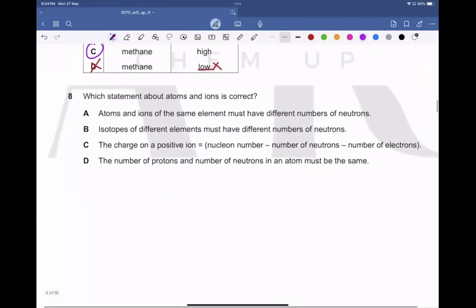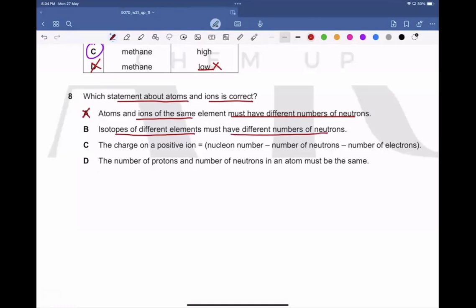Yes, very good. Now question number 8. Which statement about atoms and ions is correct? Atoms and ions of the same element must have a different number of neutrons. No, not at all. A is not correct. Isotopes of different elements must have a different number of neutrons. No, it's not necessary. Sometimes isotopes of different elements have the same number of neutrons. The charge on a positive ion is equal to nucleon number minus number of neutrons. When I subtract the number of neutrons, it will give me protons. And when I subtract the number of electrons from protons, yes. So C can be answered.